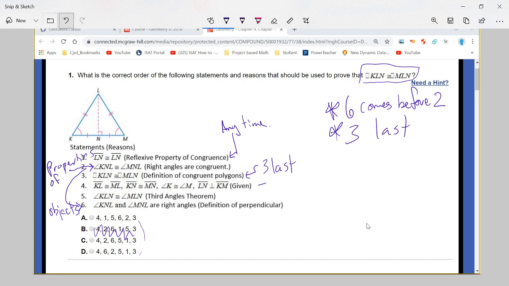What about this one? This is the given statement, and usually with the given statement we can write anything. We usually start with that, so that should be first. So we know that 4 has to be first. Well, that didn't help me here either. Okay, so let's look at 5. 5 says that the angles are congruent. So 5 is saying the angles are congruent.